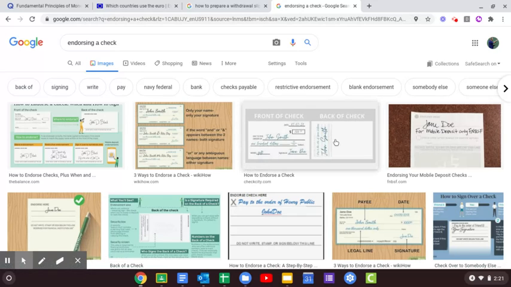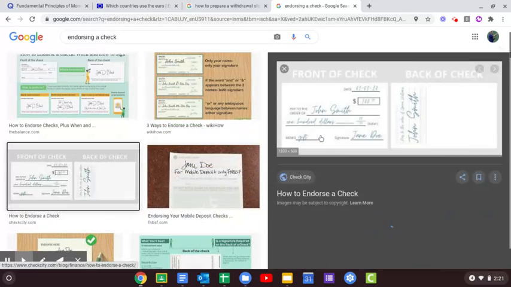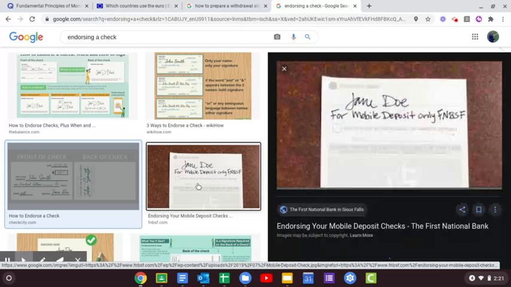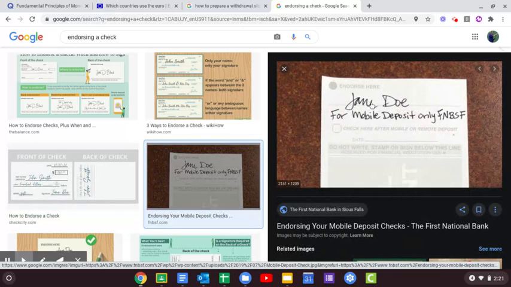This is a good one. Front of check, back of check. So the back of the check is going to look something like this. And this is where you would sign it. And here's something we didn't even talk about. So this would be signature, endorse here. And this is a part of an endorsement.